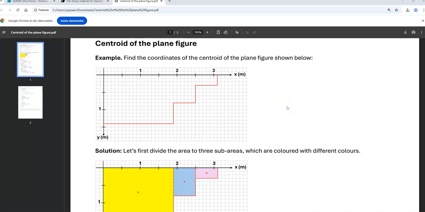Centroid of the plane figure. It means the center point or midpoint of the figure, whatever. Well, actually, this example which we are concerning now is only a figure which is somehow rectangular, or figure which can be shared to the subregions which are rectangles.